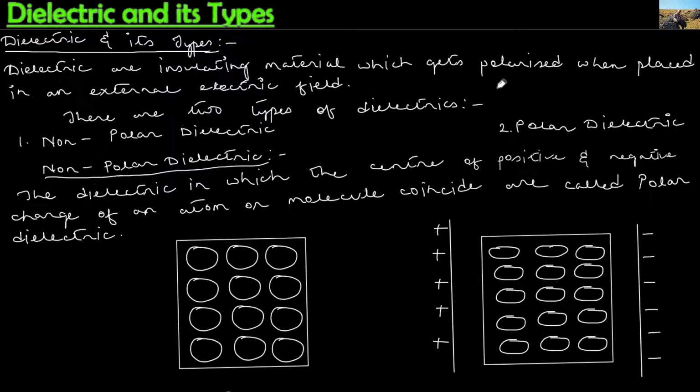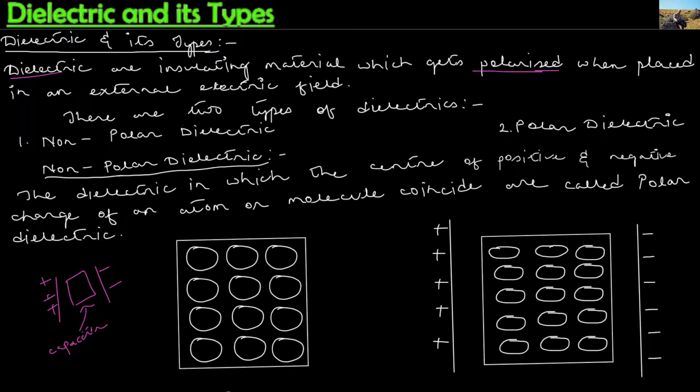Now, we have also discussed that when you have a parallel plate capacitor, which has some polarities, positive and negative, and we keep some insulating material inside, this type of insulating material kept in between the plates of a capacitor is called a dielectric.